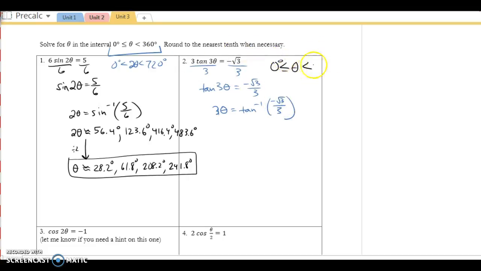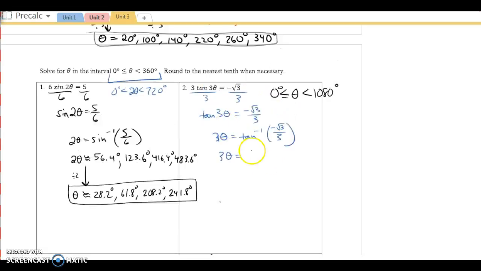Theta is between 0 and 1080 in this case, 3 times as much as the original restrictions, because this is 3 times theta. When we put this in the calculator, we get negative 30 out, which is kind of interesting. The calculator is giving you a negative answer because you put in a negative side length, and that's just what it does. But you need to kind of translate that answer into our restrictions. Our restrictions are these are positive. And so negative 30 is the same thing as positive 330.